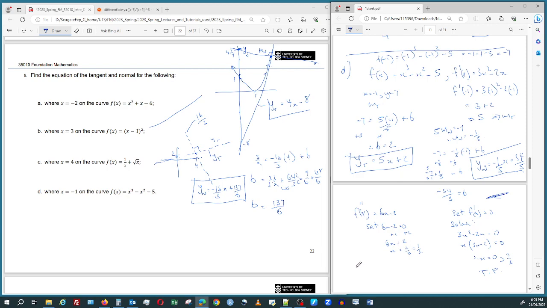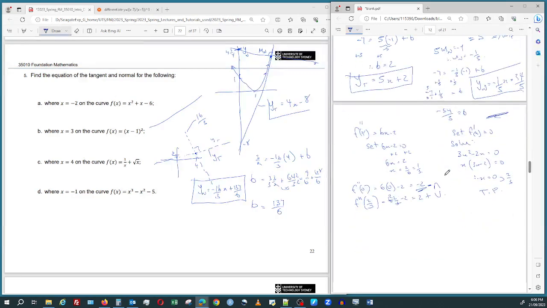Now if I put 0 into my second derivative, that's a minus, so it's a sad face, so that 0 has that. It doesn't matter if you don't know what I'm doing here, I'm doing a second derivative test. 6 times 2/3 minus 2. 2 2s are 4. 4 minus 2 is 2. So that's plus, so that's a happy face. Alright, so I've probably got enough to sketch it.